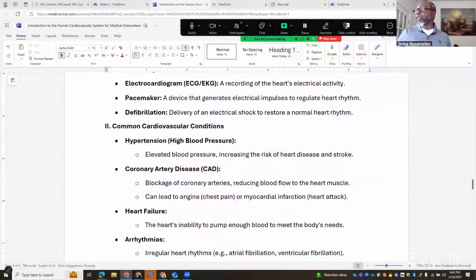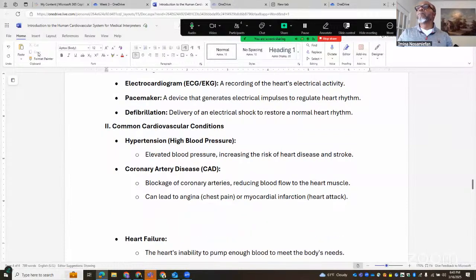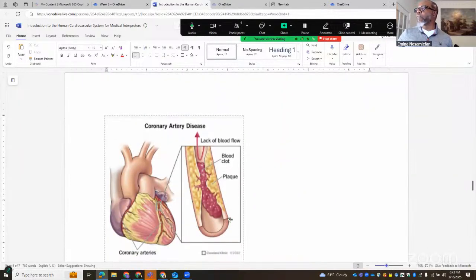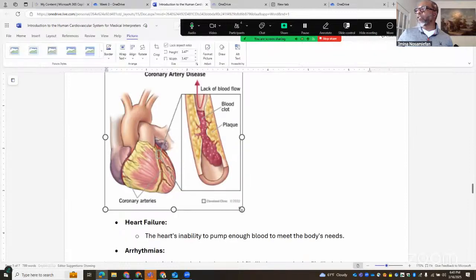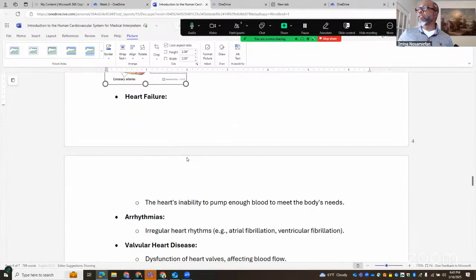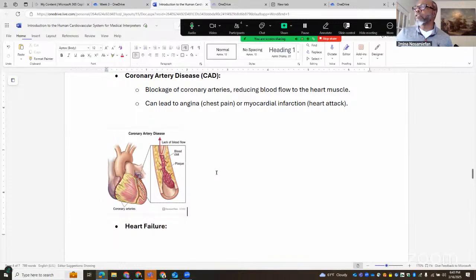Okay, so let's look at coronary artery disease, what it looks like. This is what you call coronary artery disease. These are the arteries that supply blood to the heart, so you call them coronary arteries. The heart itself has a blood supply coming from here. So when it becomes blocked, you call that coronary artery disease.